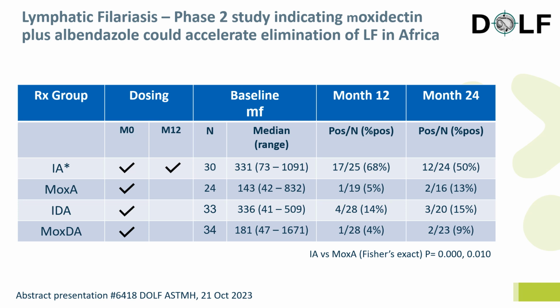The data on safety for Moxidectin combination treatment in this study showed that adverse events were mild, self-limited, and did not differ between IA and MOX-A. The large community safety study I mentioned earlier will provide more information on the safety of the MOX-A combination in adults and children who live in onchocerciasis and LF co-endemic communities.